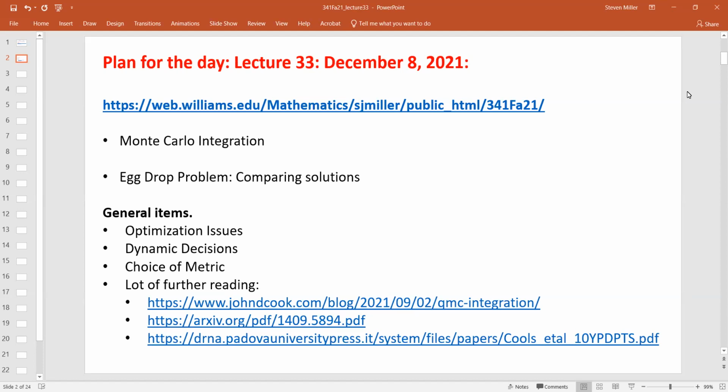The next is the choice of metric. We've talked a little bit about this before. Depending on how you choose to evaluate something, you can come up with very different definitions of what is the right or the best answer. We saw this, for example, in the method of least squares. Depending on what metric you choose, you can get different best fit coefficients for the line.